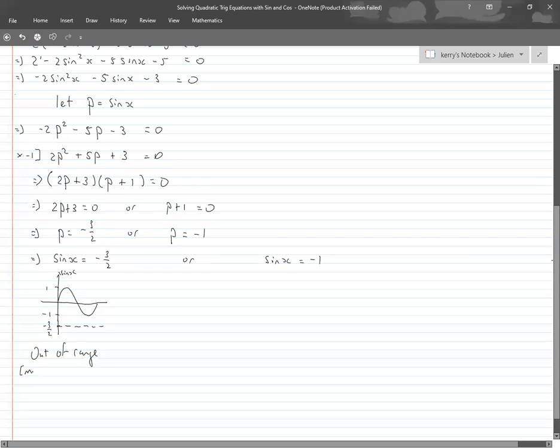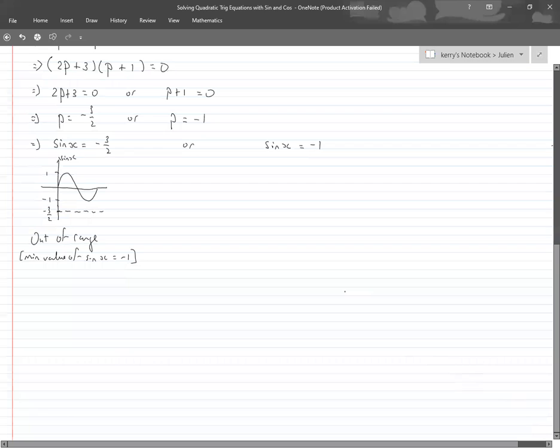I'm going to write that down. The minimum value of sine x is equal to negative 1. So you can't get an answer from this one here. Now, for this one, you have two different ways to do it. I will do it with the longer way because I know you're just getting familiar with trigs, but I will show you the shorter way in a short while.